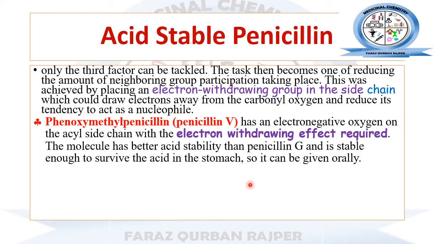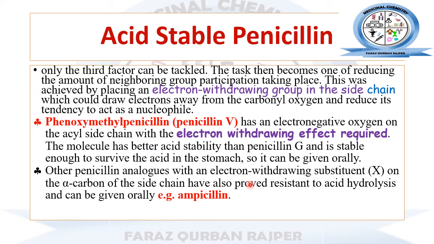So if someone asks you why penicillin V is acid stable in comparison to penicillin G, you may answer that because of the presence of the electron withdrawing group, the phenoxymethyl functional group in the acyl amino side chain, which is causing the withdrawing of electrons from the highly reactive electronegative oxygen, and due to this its nucleophilic power is reduced, and due to the decrease of its nucleophilic power, the ring opening mechanism will not occur, and the activity of penicillin is maintained.